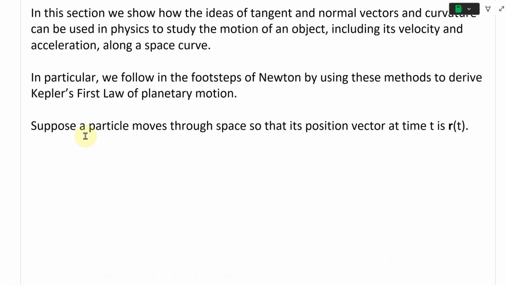So let's continue. Suppose a particle moves through space so that its position vector at time t is r of t.